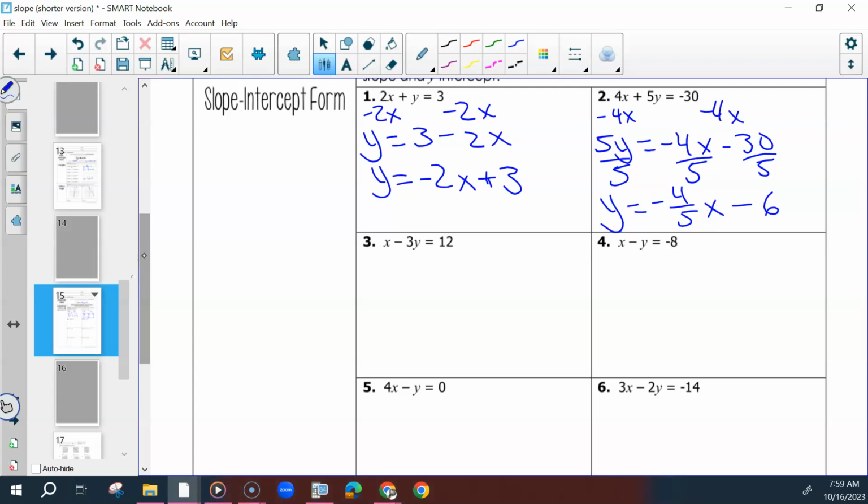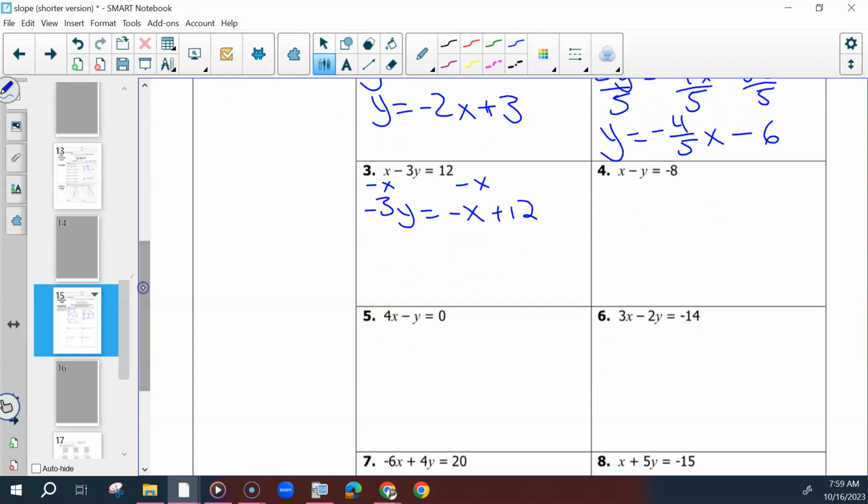Let's do number 3. What would be our first step? Subtract x on both sides. So we have negative 3y equals, I'm going to switch these, negative x plus 12. And then divide by negative 3. Divide everything separately by negative 3. When we do that, what is our new equation? So not 3x, because we're dividing.